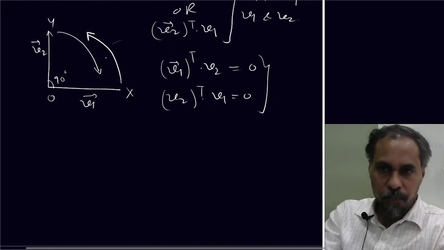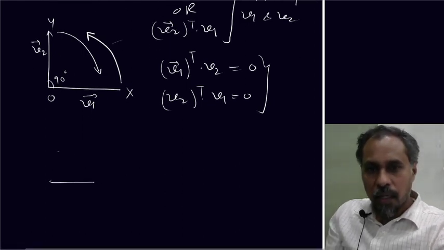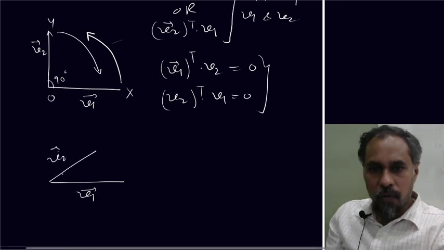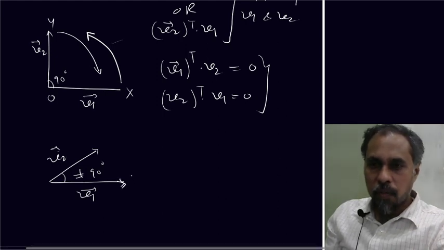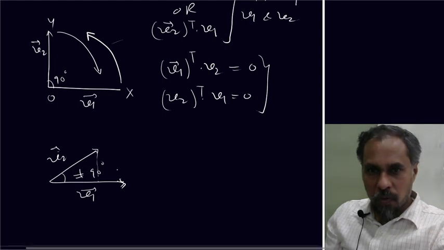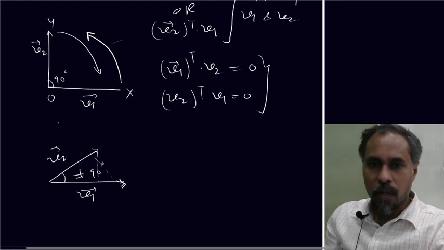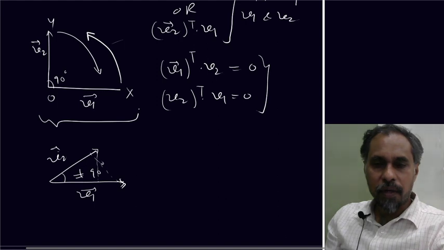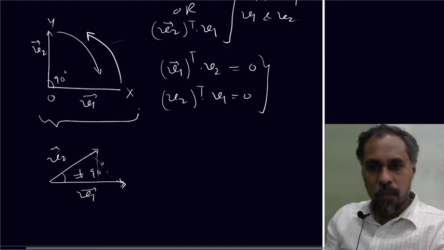and vice versa. If you take a vector v1 and a vector v2 and the angle between them is not 90 degrees, then in general the inner product may not be equal to 0. It means you can project this vector onto this one and you can project this vector onto this one. But if the angle between two arbitrary vectors is 90 degrees, you cannot project one vector onto the other one.